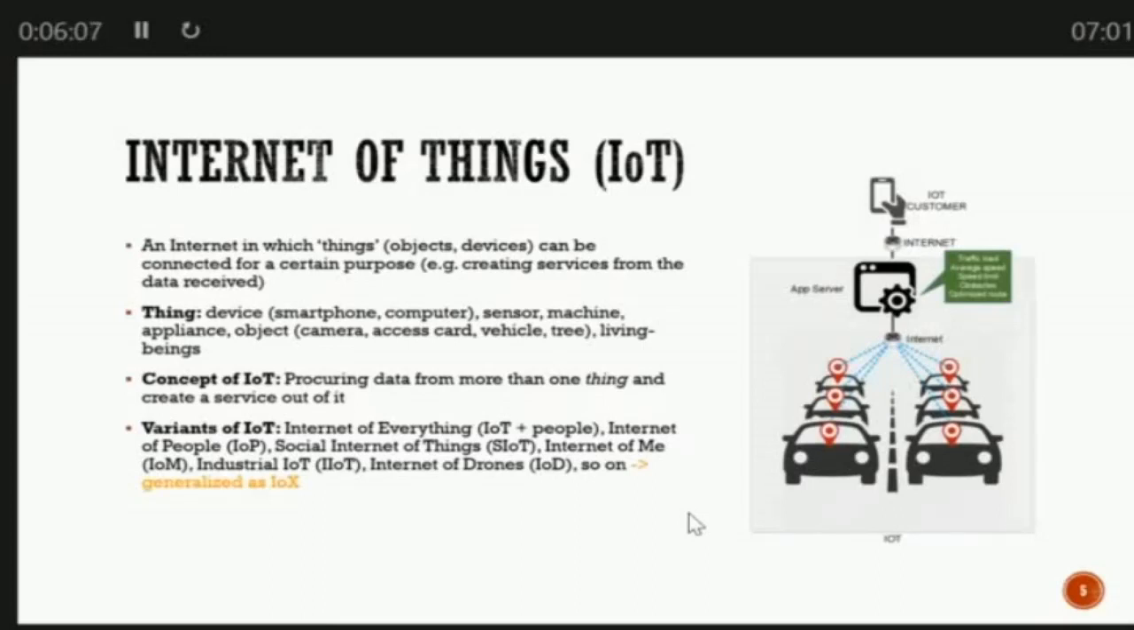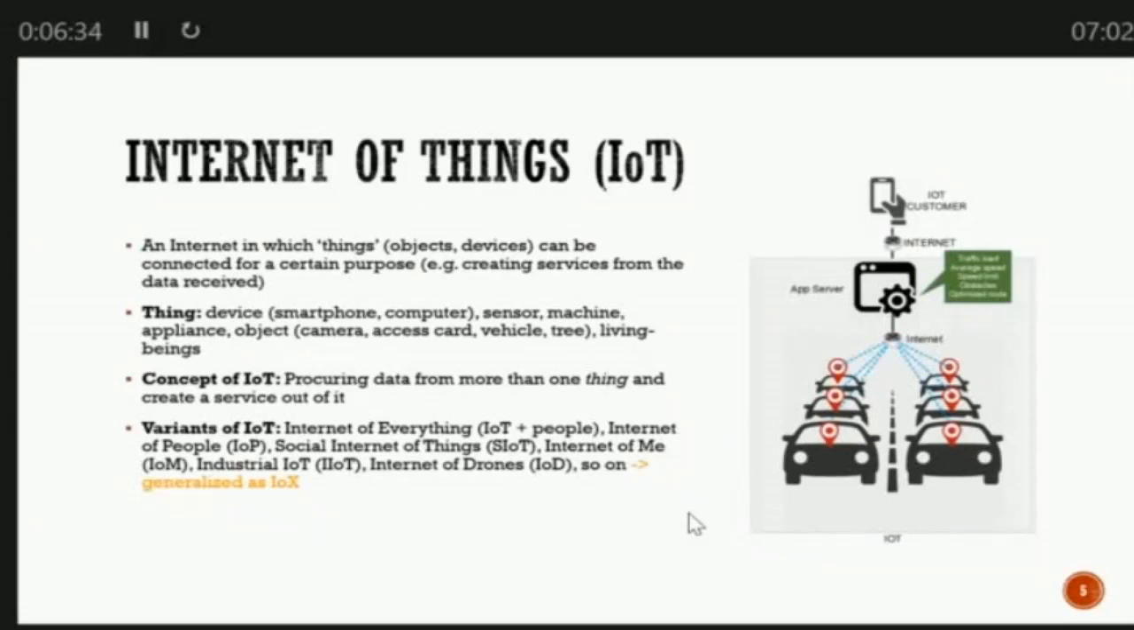Then we have Internet of Drones. In this case, we have multiple drones that are accessible over the internet and controllable as well. So this is for different services. For example, for smart agriculture, we have multiple drones that are spraying on the field or things like that. So this is IoT. We generalize Internet of Things as IOX. So IOX means IoT or IoE, IoP, etc.